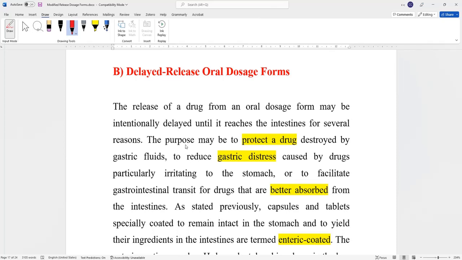What is the purpose of that? Why we want to leave it until later? Maybe to protect the drug. Maybe the drug is destroyed by gastric fluid. Or maybe to relieve gastric distress. Maybe the drug irritate our stomach and we don't want that to happen. Or maybe because it's better absorbed in the intestine.